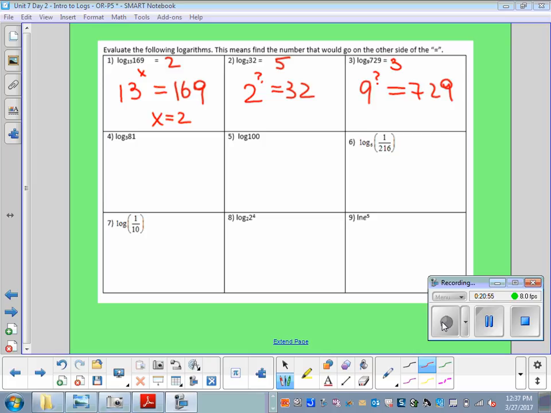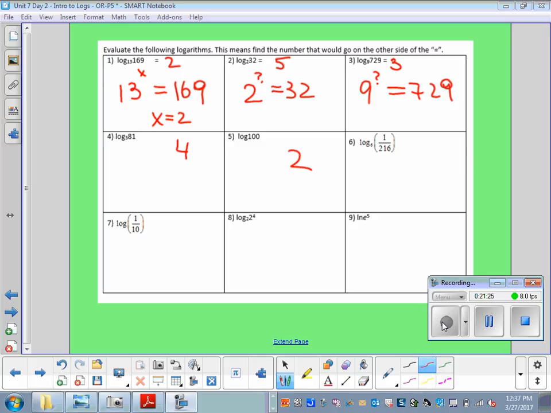I will write the answers for number 4 and number 5, and let's talk about number 6. So 4 should be 4. This one should be 2. Check your answers. And now let's talk a little bit about number 6. Anyone need me to talk about number 6? The answer is negative 3. Let's talk about it.